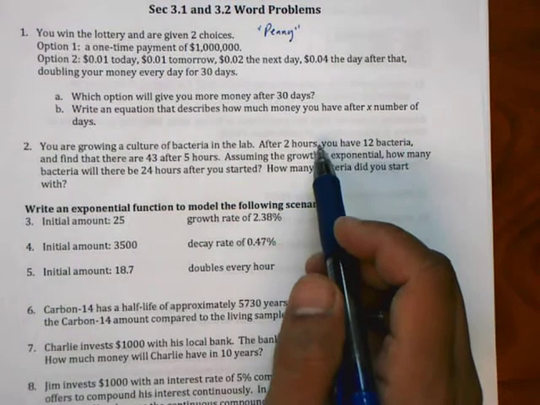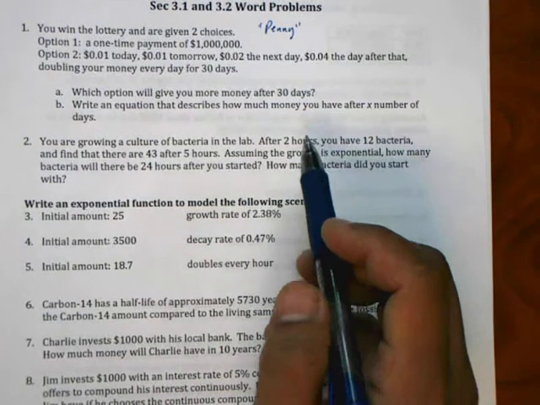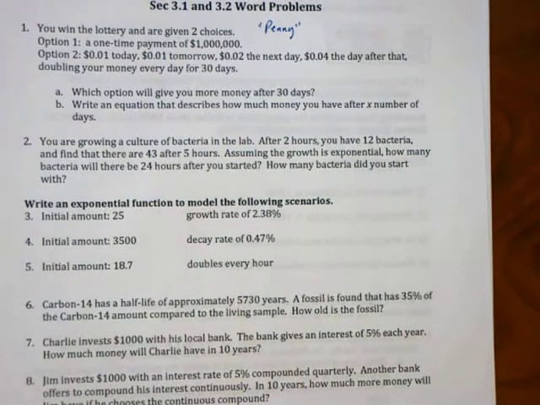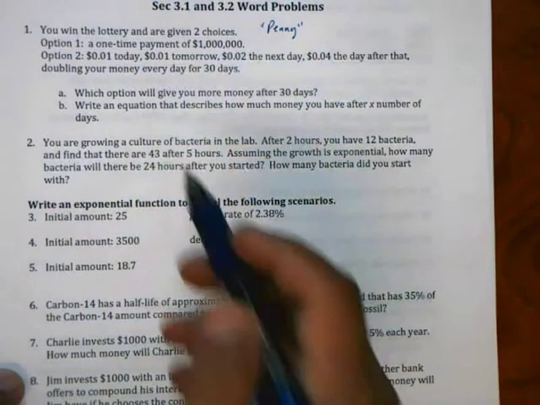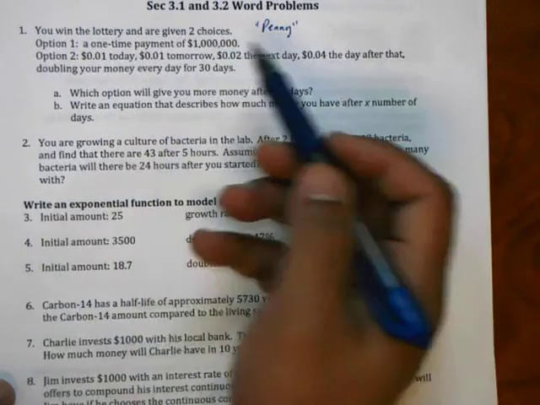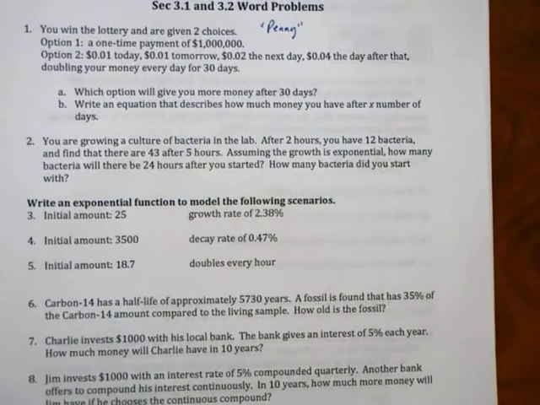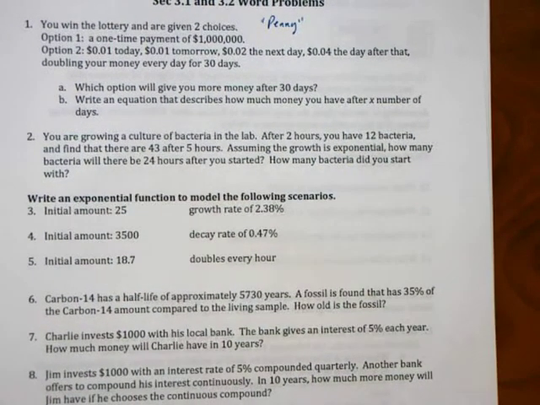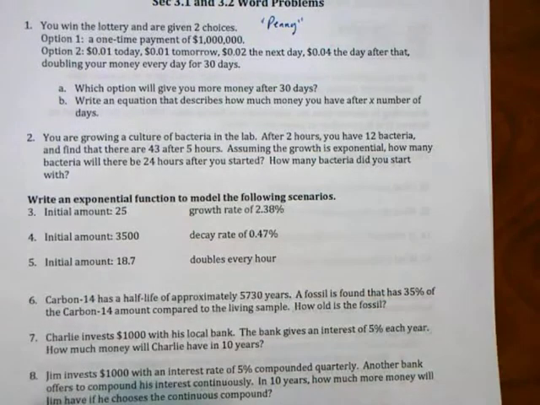Write an equation that describes how much money you have after x number of days. And so we already know that the first choice is going to give you $1 million. It doesn't matter how many days you go on, it's going to be $1 million. So let's start with the second example, and let's look at it first by making a table.